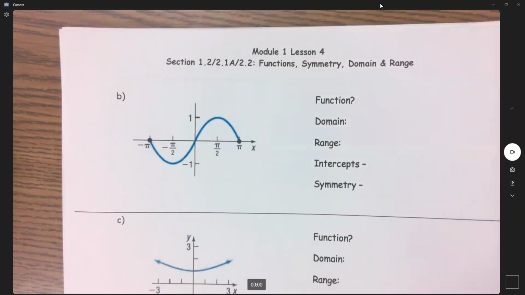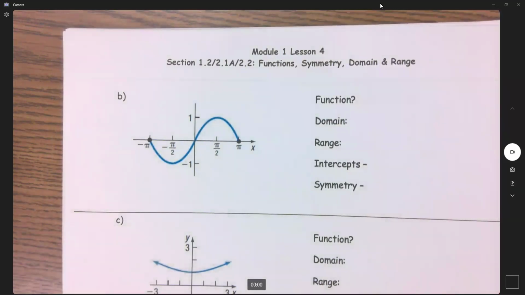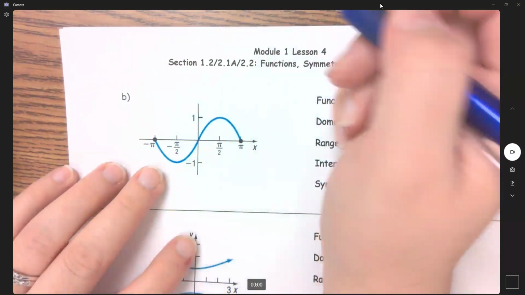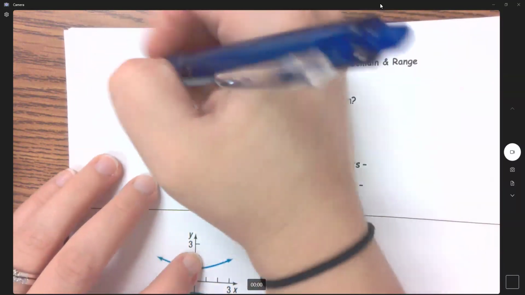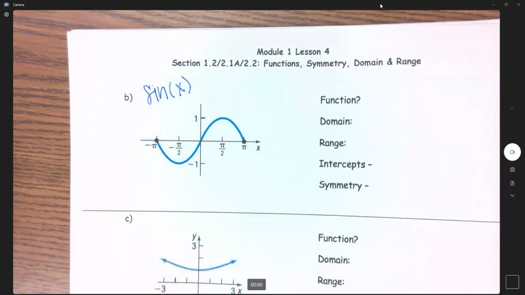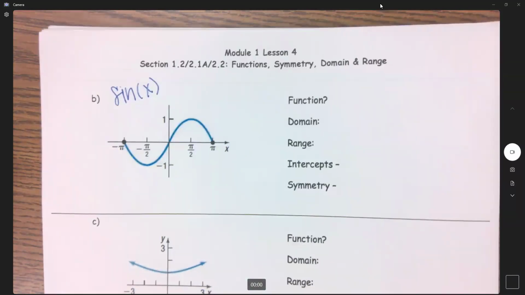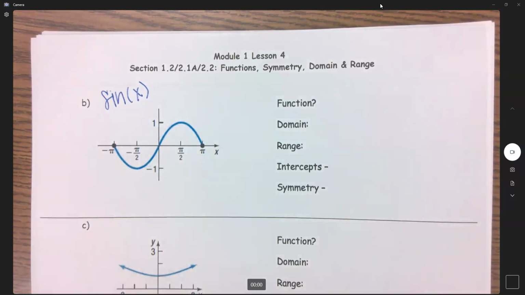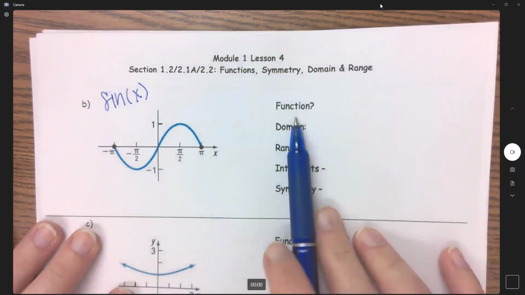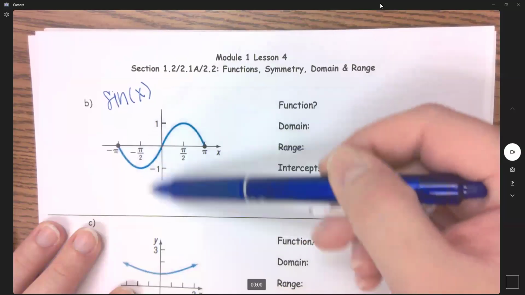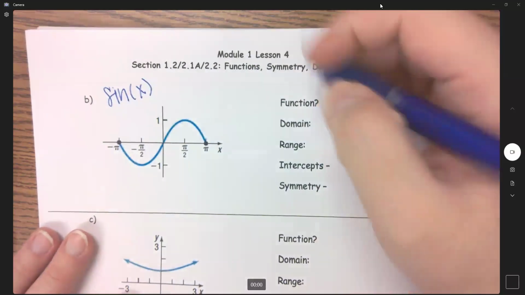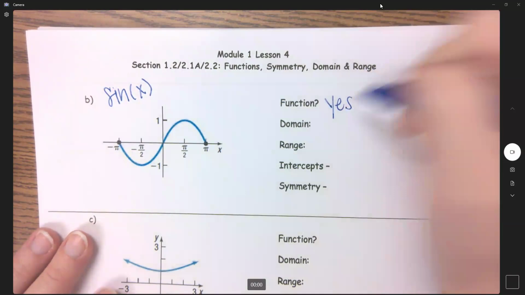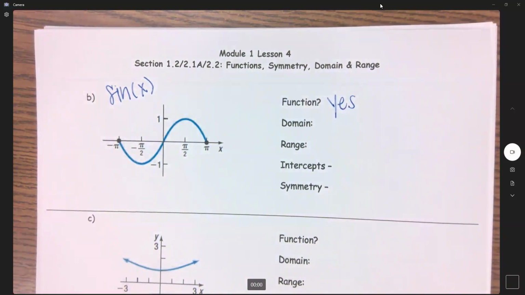So part B, we have this graph here. For my people that have taken trig, you should recognize this. This graph is the graph of sine x. And if you haven't taken trig yet, you're going to start graphing these here soon. So is this a function? Does it pass the vertical line test? Yes.